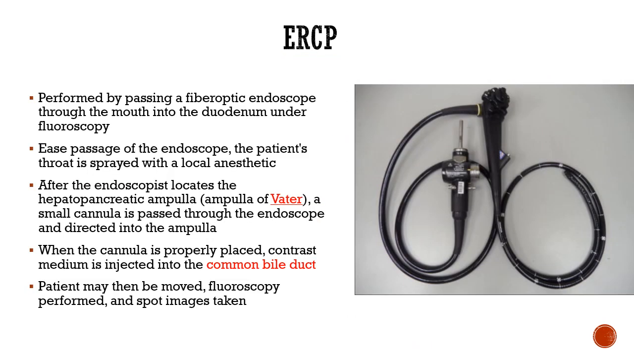So this ERCP, as I mentioned, we're going to have an endoscope that's passed through the mouth into the duodenum under fluoroscopy. To ease the passage of the endoscope, the patient's throat is sprayed with a local anesthetic. After the endoscopist locates the hepatopancreatic ampulla, which is called the ampulla of Vater, a small cannula is passed through the endoscope and directed into the ampulla. When the cannula is properly placed, contrast media is going to be injected into the common bile duct. The patient can then be moved, fluoroscopy performed, and spot images taken.